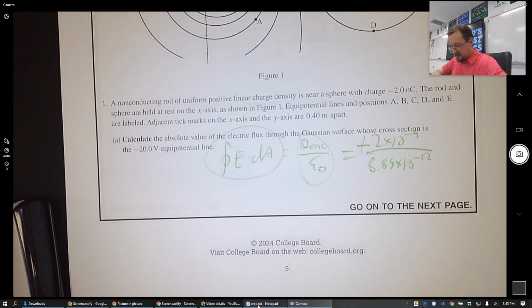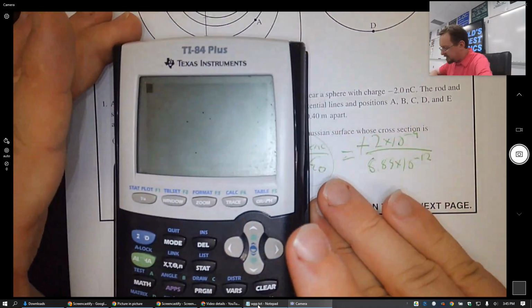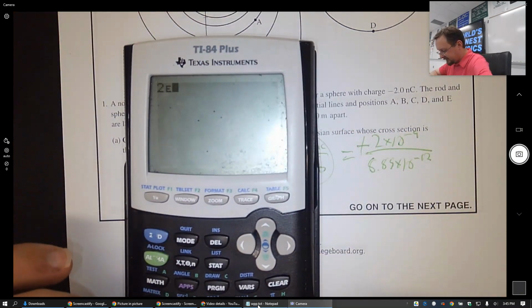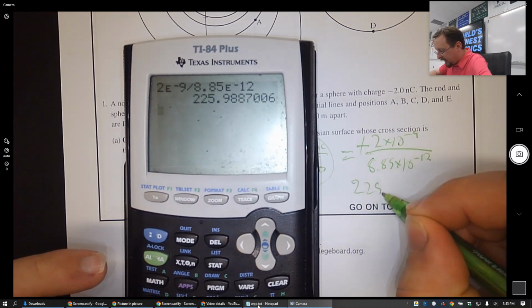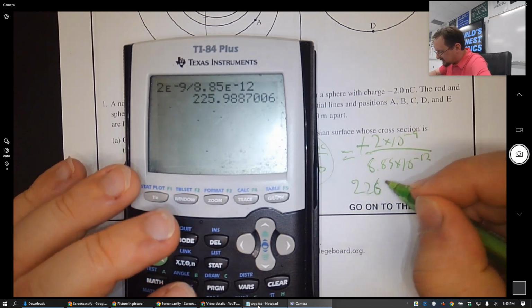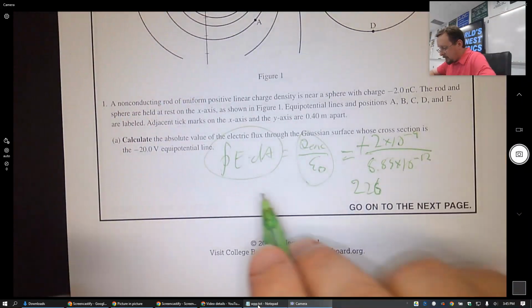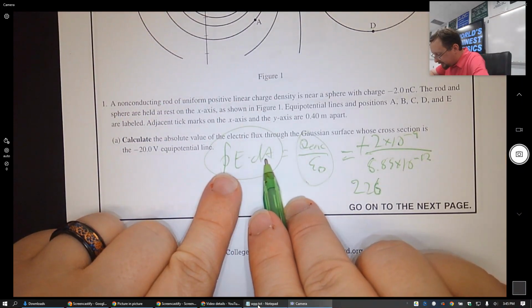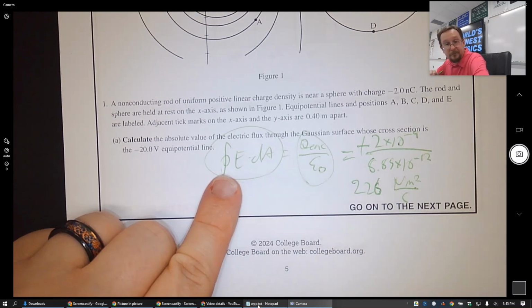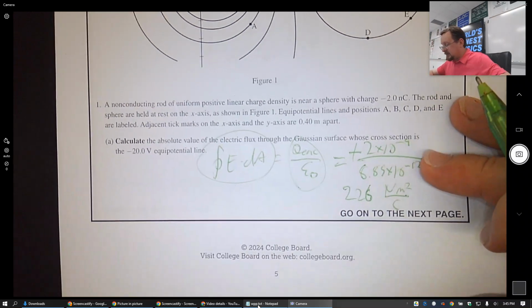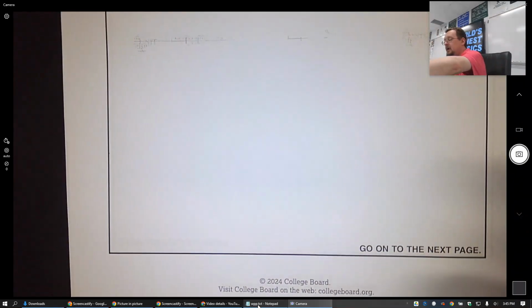Why don't they just say magnitude? This is a physics exam, not a math exam. We say magnitude in physics, not absolute value. Okay, so it's going to be 225, basically 226 newtons per coulomb times meters squared, or newton meters squared per coulomb. That's the units right there. If they ask you to calculate something, it would be wise for you to put units on it.